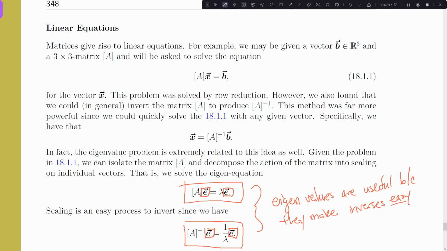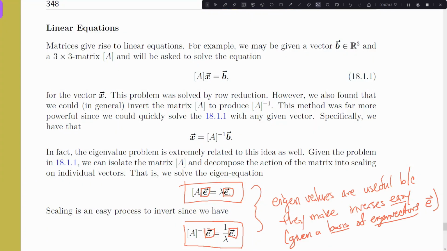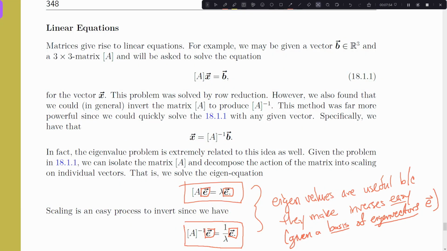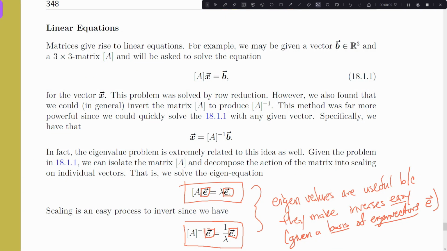So really, eigenvalues are useful because they make inverses easy given a basis of eigenvectors e. Okay? So this is something else that we want to be thinking of for the rest of the semester. Can we find a basis of eigenvectors? Basis of eigenvectors is the most important thing in all of linear algebra, and actually in most of higher level math. Because if we have a basis of e's, then A on the basis is inverted by inverting eigenvalues. And since it's invertible on a basis, it's actually invertible everywhere.